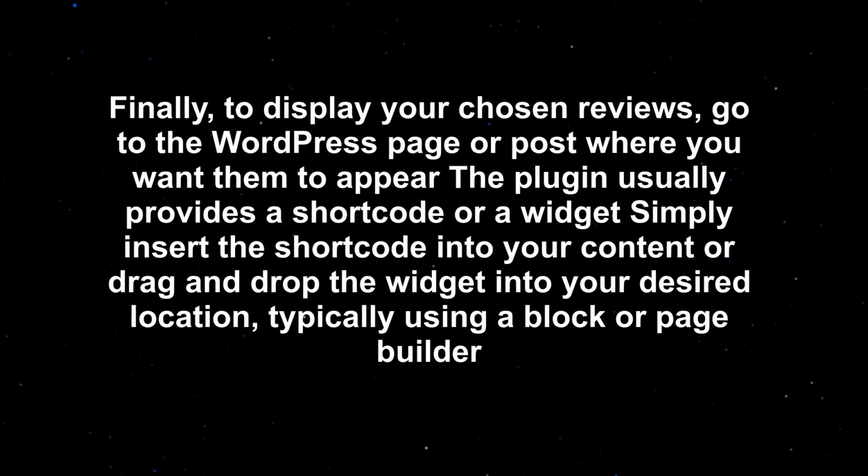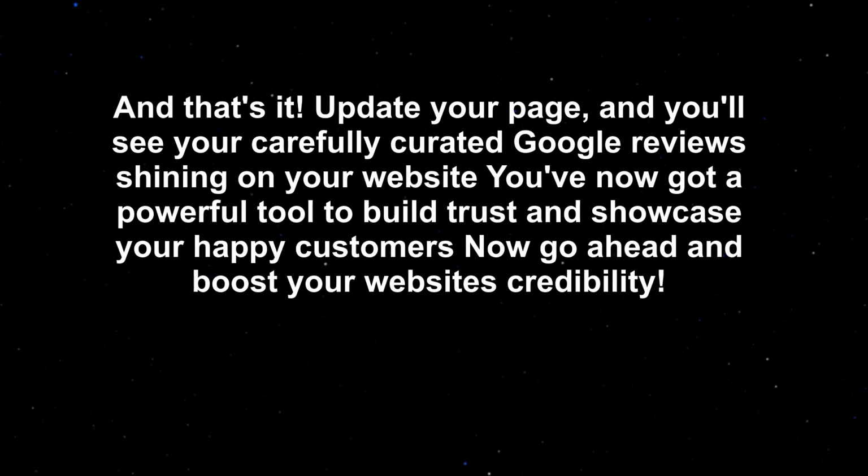Finally, to display your chosen reviews, go to the WordPress page or post where you want them to appear. The plugin usually provides a shortcode or a widget. Simply insert the shortcode into your content or drag and drop the widget into your desired location, typically using a block or page builder. And that's it. Update your page, and you'll see your carefully curated Google reviews shining on your website.